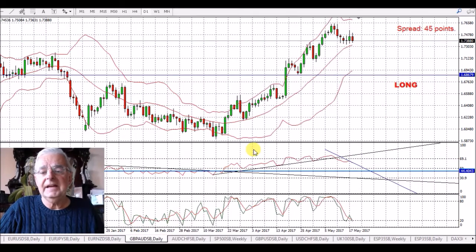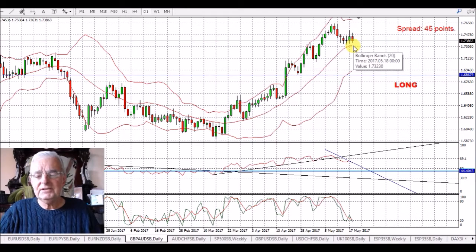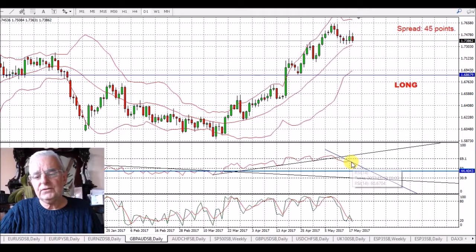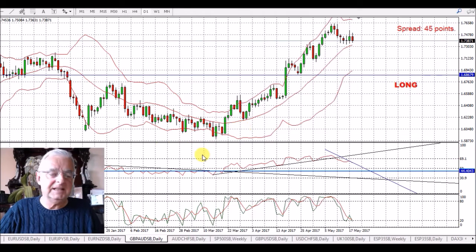GB AUD. It hasn't quite made the 20-day moving average. It is sort of crossing the trend line. Might be worth a long a little bit later on. I'll look back at it later.